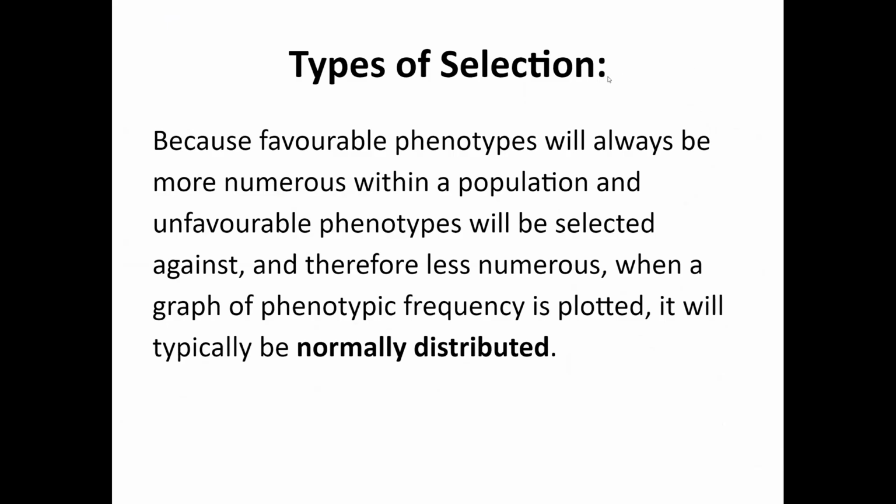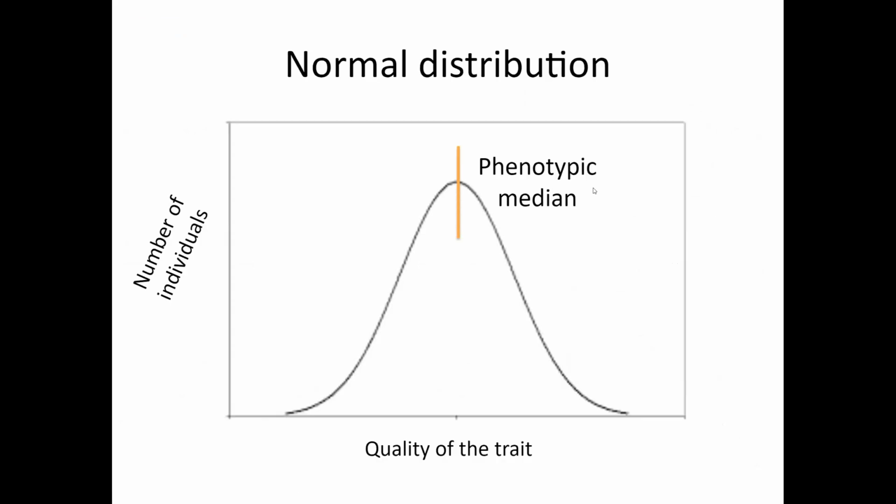Okay, so what we're going to do is look at types of selection. Now, there are always going to be more numbers of favorable phenotypes within a population, okay, because they have more successful chance of reproduction, therefore are going to pass their alleles on to the next generation. Now, we can basically look at a graph looking at the phenotypic frequency, like this one here. Now, we can see here that it's a normal distribution curve. We have the majority of the phenotypes in the middle here, and less frequent ones on either side.